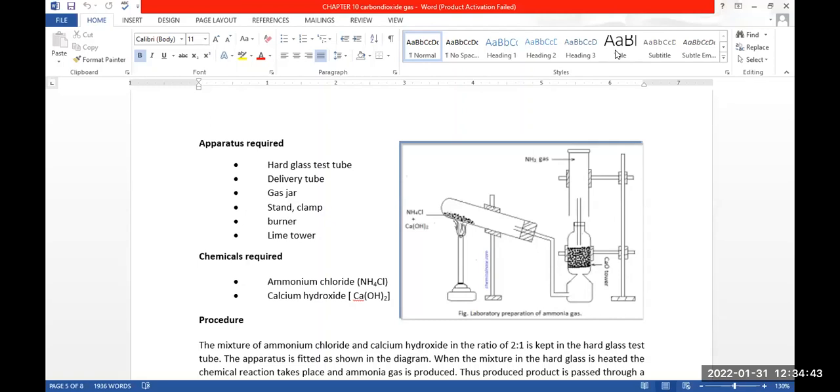Next is another method of preparation, that is industrial method of preparation. We call that manufacture. Haber's process. Ammonia gas is manufactured by the combination of nitrogen and hydrogen in the ratio of 1:3, means 1 part of nitrogen and 3 parts of hydrogen under special conditions of temperature, pressure, and catalyst. Ammonia gas is produced. Okay, this process is called Haber's process.